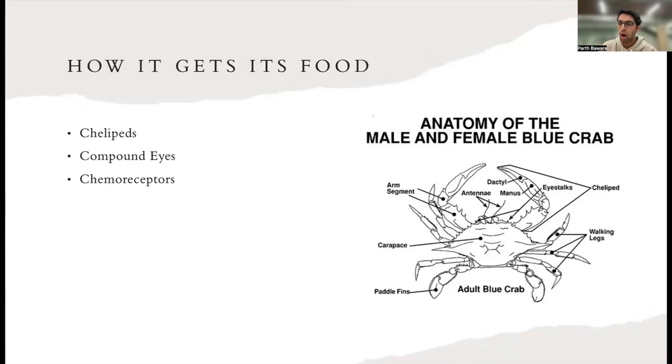Blue crabs also have compound eyes. Unlike our eyes, their eyes consist of multiple thousands of layers of lenses, and this helps it see prey in that dark water. And finally, they also have chemoreceptors, which help it sense incoming prey. It almost helps the crab smell its prey in the water.